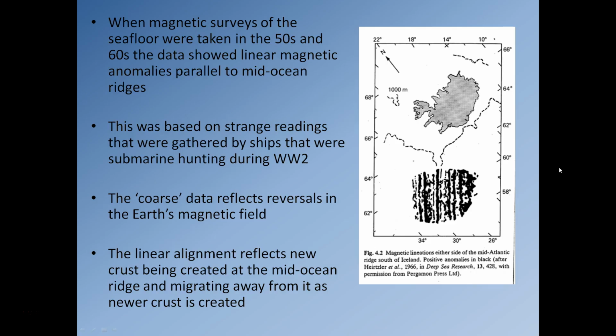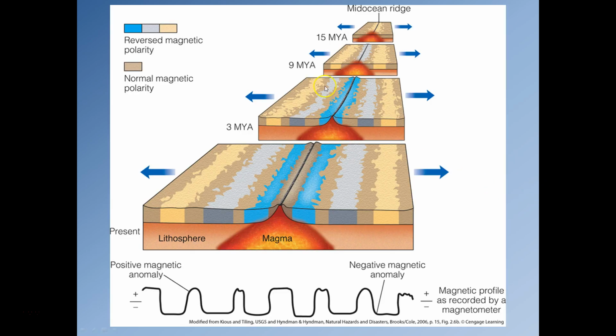Now, because new crust is constantly being created at the spreading ridge and moving laterally away from it, every time the pole flips you end up with a new orientation being imparted in the rocks, which is shown by this diagram here. Up here we have reverse magnetic polarity. That's when the North Pole flips to the South Pole and the South Pole flips to the North Pole. And then we have normal magnetic polarity.